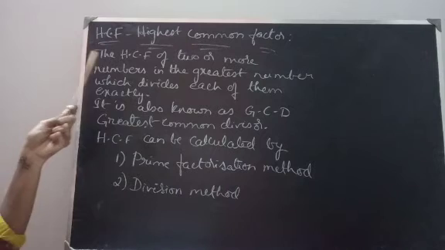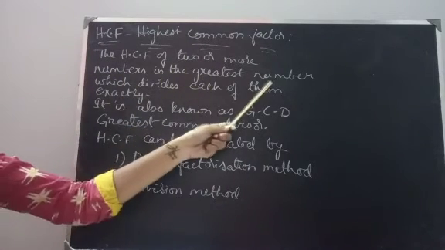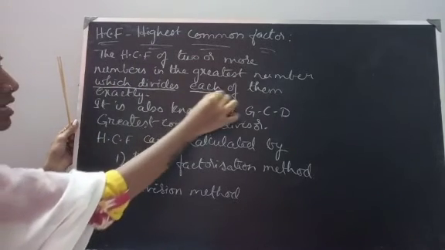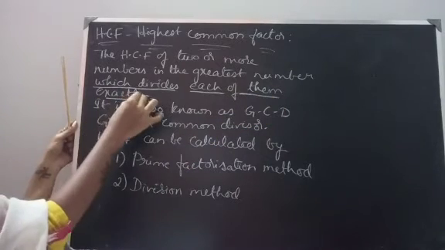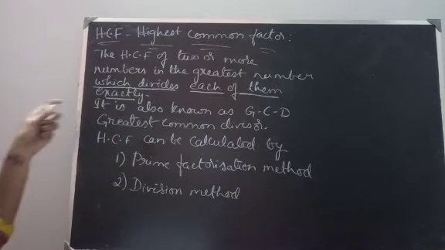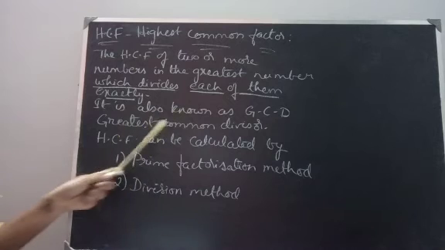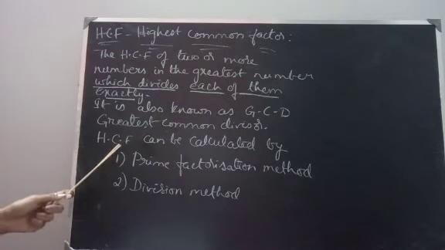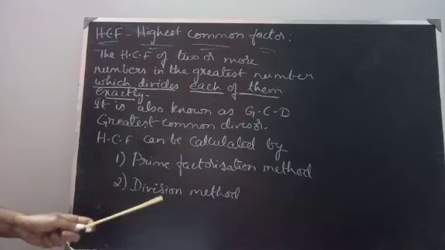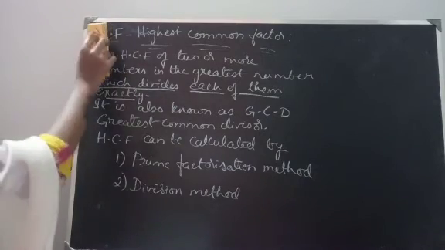So what is HCF? The HCF of two or more numbers is the greatest number which divides each of them exactly. HCF is also known as GCD, that is greatest common divisor. HCF can be calculated by the prime factorization method and the division method. Let's see a problem on the prime factorization method.